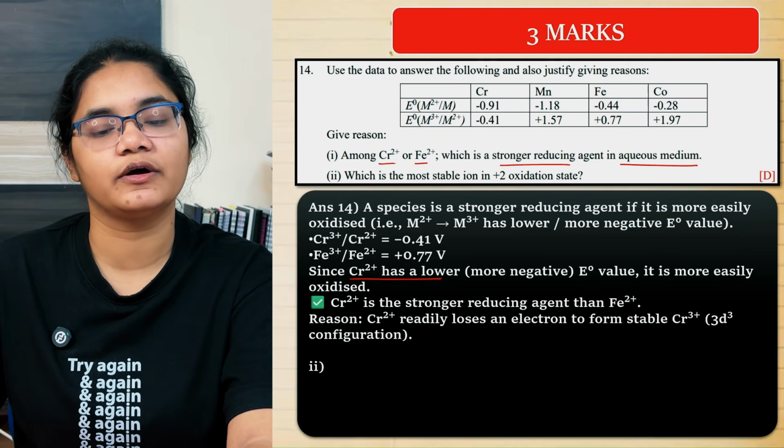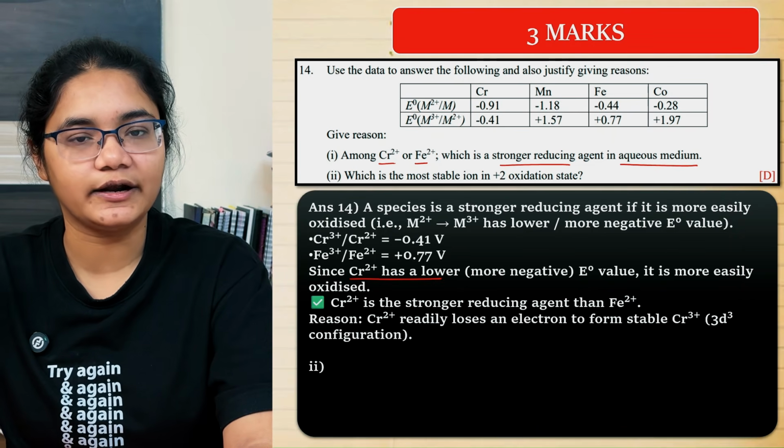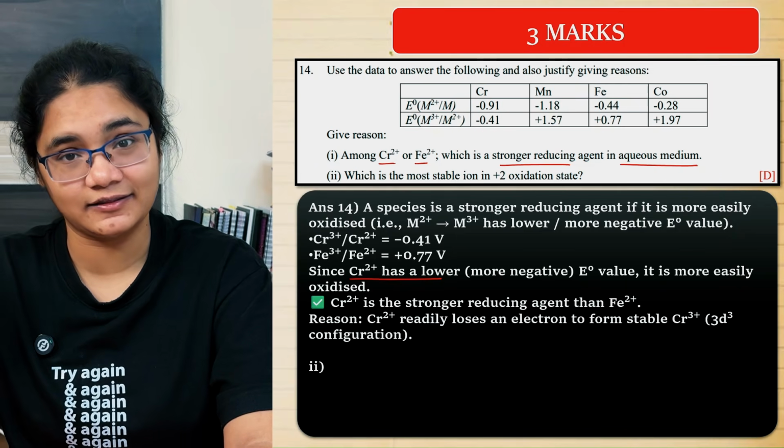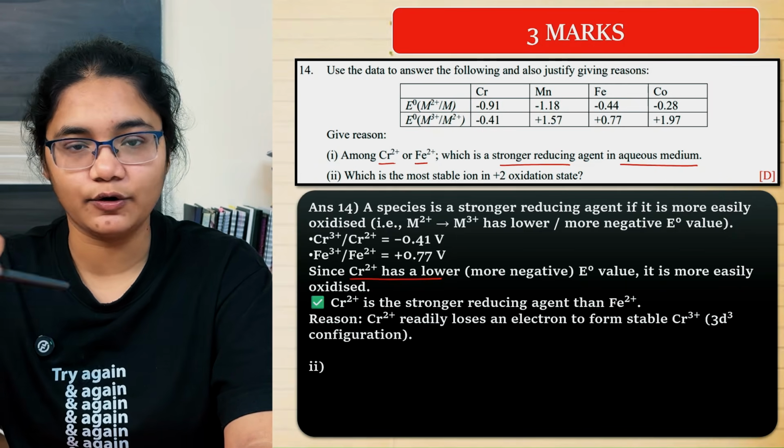Cr2+ will be a stronger reducing agent because Cr2+ gets converted to Cr3+, which is a stable d3 configuration.